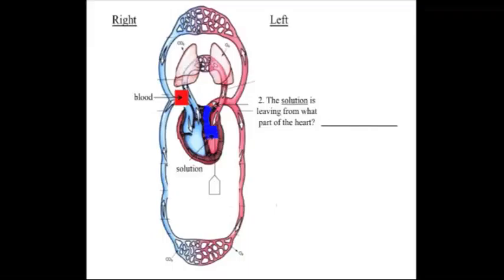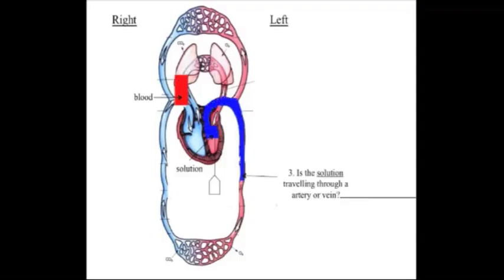So the next question is, the solution at this point in time is leaving from what part of the heart? So what structure of the heart did I tell you that blood leaves from in the left side of the heart? So then we have even more solution coming through because it's been running longer time, and even more blood coming out. So the solution right now is traveling through an artery or a vein is the next question. So the answer is either going to be artery or vein.